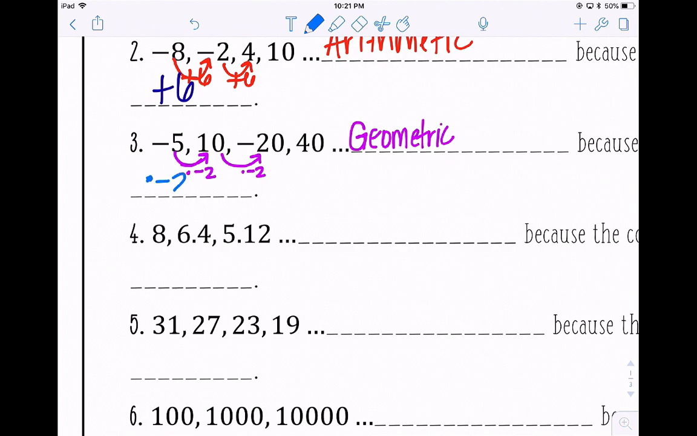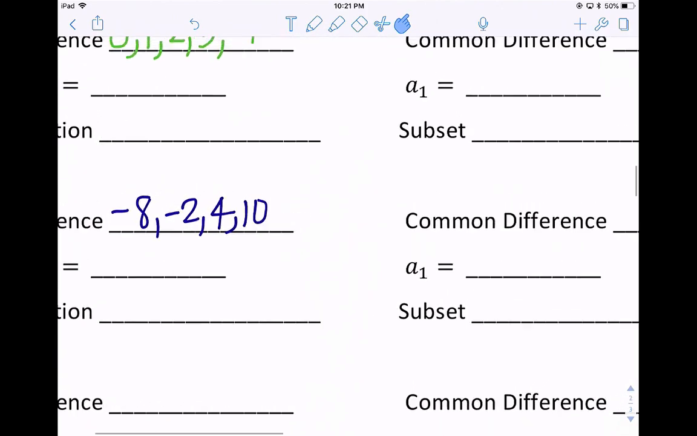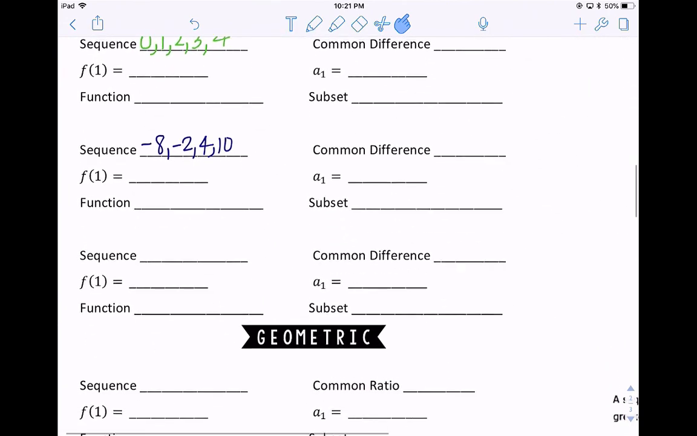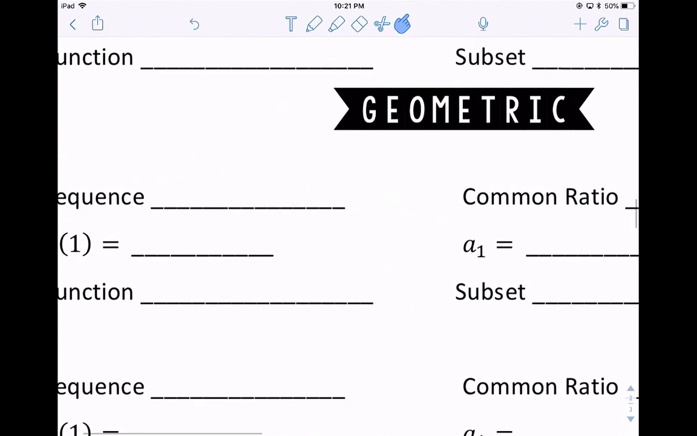So times negative 2. So I'm going to take this sequence, negative 5, 10, negative 20, and 40, and add it to the geometric section on the other page. So negative 5, 10, negative 20, and 40 is going to go in the geometric section. So that's arithmetic, so we're going to go to geometric. Negative 5, comma, 10, comma, negative 20, comma, 40.